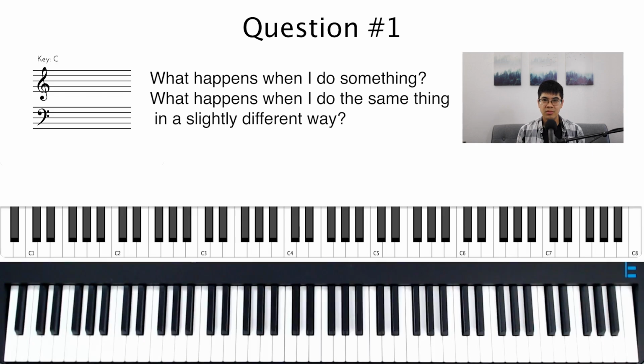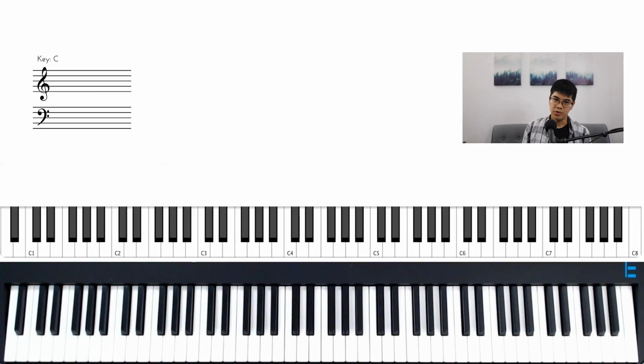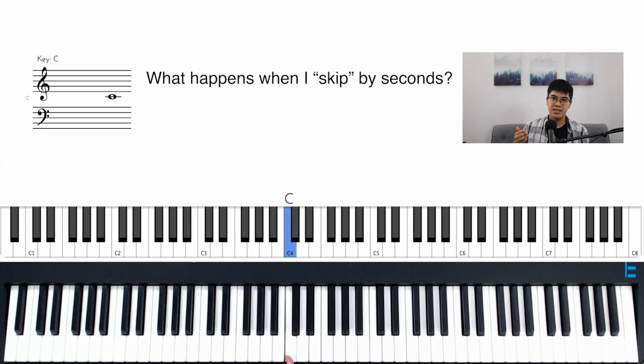So the first question is kind of broad, but basically it's what happens when I do something, and then what happens when I do that thing in a slightly different way. So I'll take a very concrete example. The question would be, what happens when I skip by X amount of steps? So ask yourself the question, start on C. What happens when I skip by seconds? So starting on C, you can go up a second, then go up a second, and continue. So if you skip by seconds, you get a scale, and this is a C major scale.